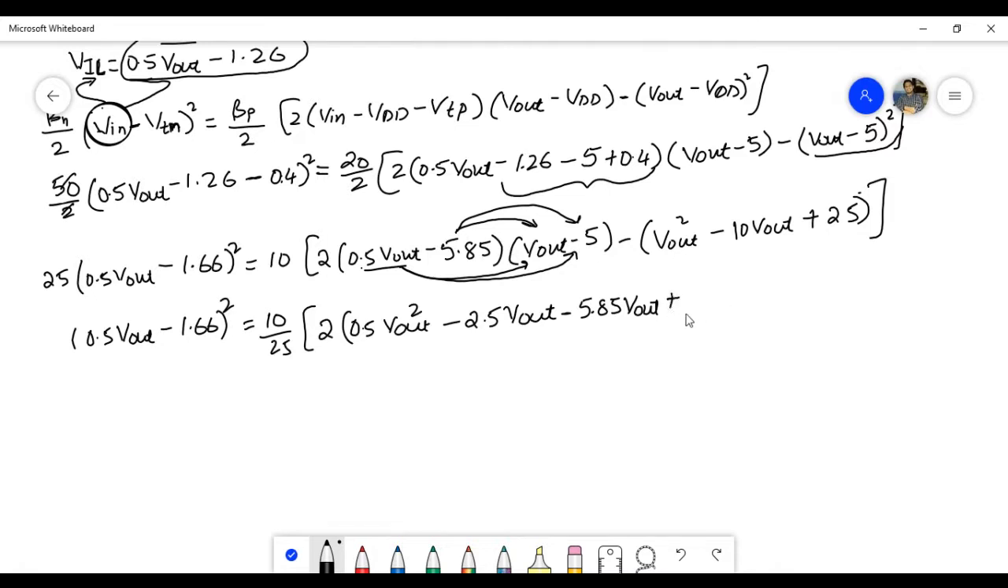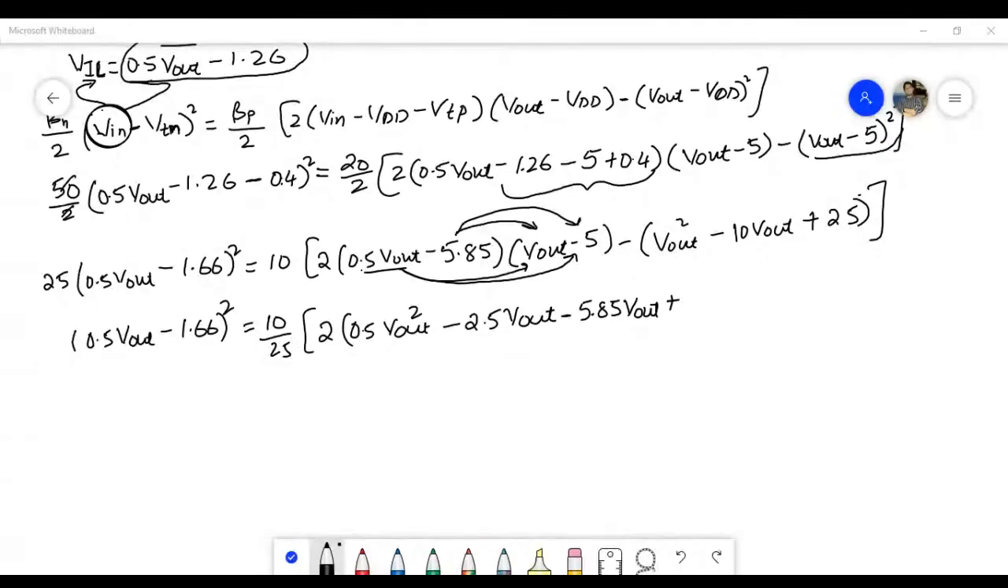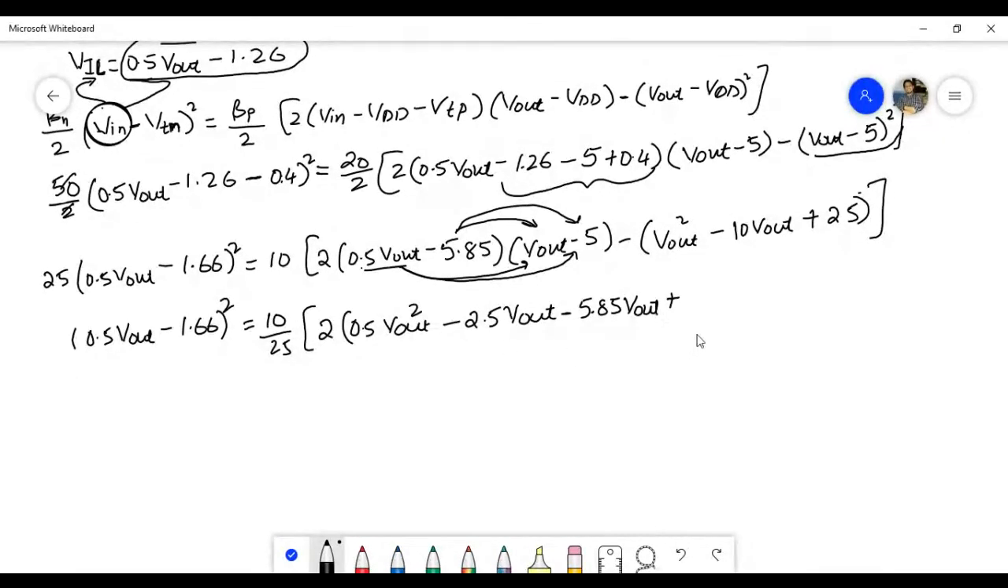This will be plus 5 into 5, just tell me, it will be around 20 or 30 something. 29.25. Good. 29.25 minus V out minus 10 V out plus 25.